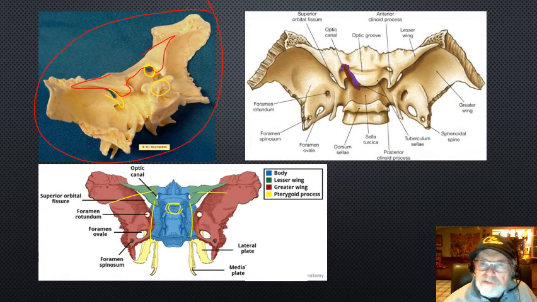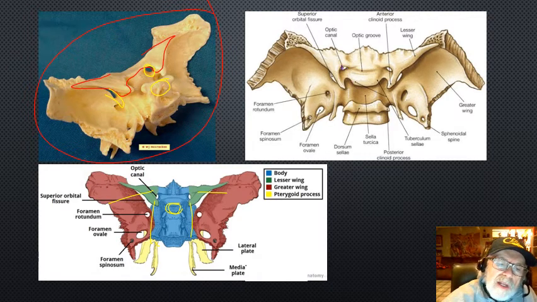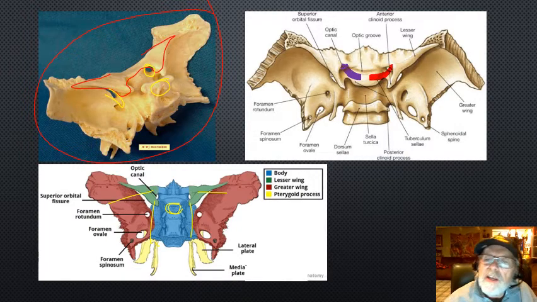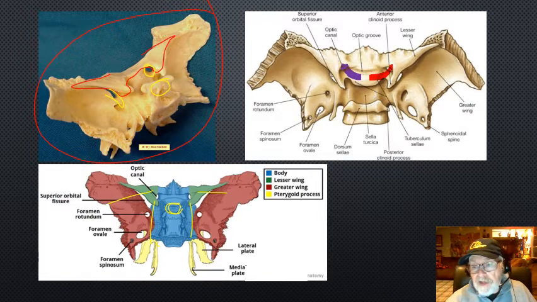Here's my left optic nerve. Let me draw it a little bit differently; I didn't like the way it went. Here's my left optic nerve. It comes out like that. Let me draw my right optic nerve. My right optic nerve is coming out here. Now I have a right eye and a left eye, at least most of us do.